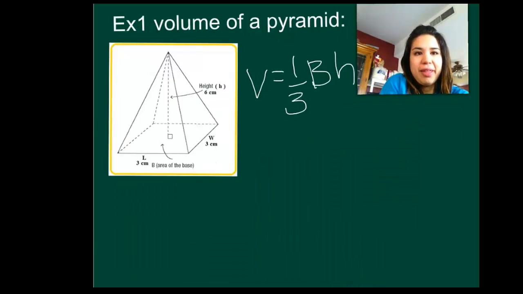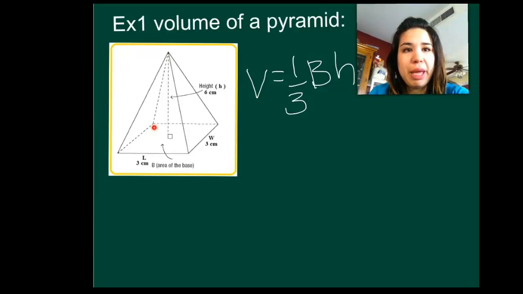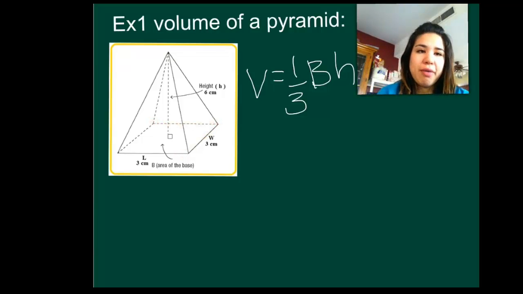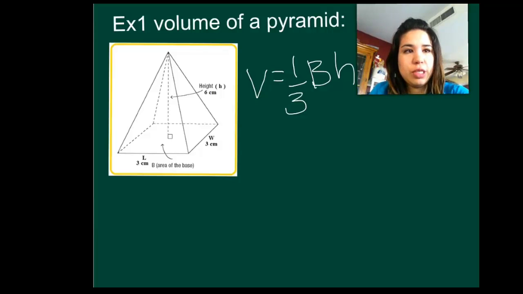Okay, in this first example, we have this formula, which is volume equals 1/3 area of the base times the height. That's what the big B stands for. Our base in this case, this is a square pyramid, so we have a square base. And we already learned how to find the area of the base. It's going to be base times height. So let's go ahead and apply this first step.